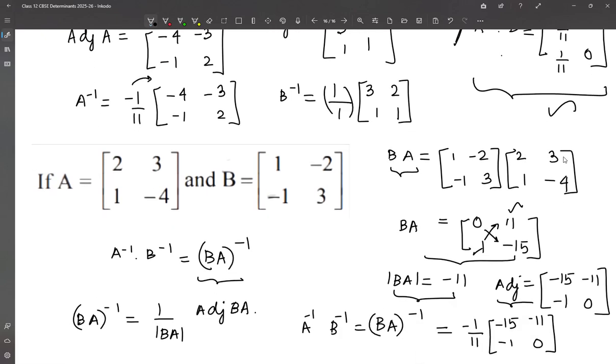Clearly, the second method, where we use this property of inverses, is more time efficient. It also gives us the answer in a lesser number of steps. You can also multiply this minus 1 by 11 to arrive at the final answer.